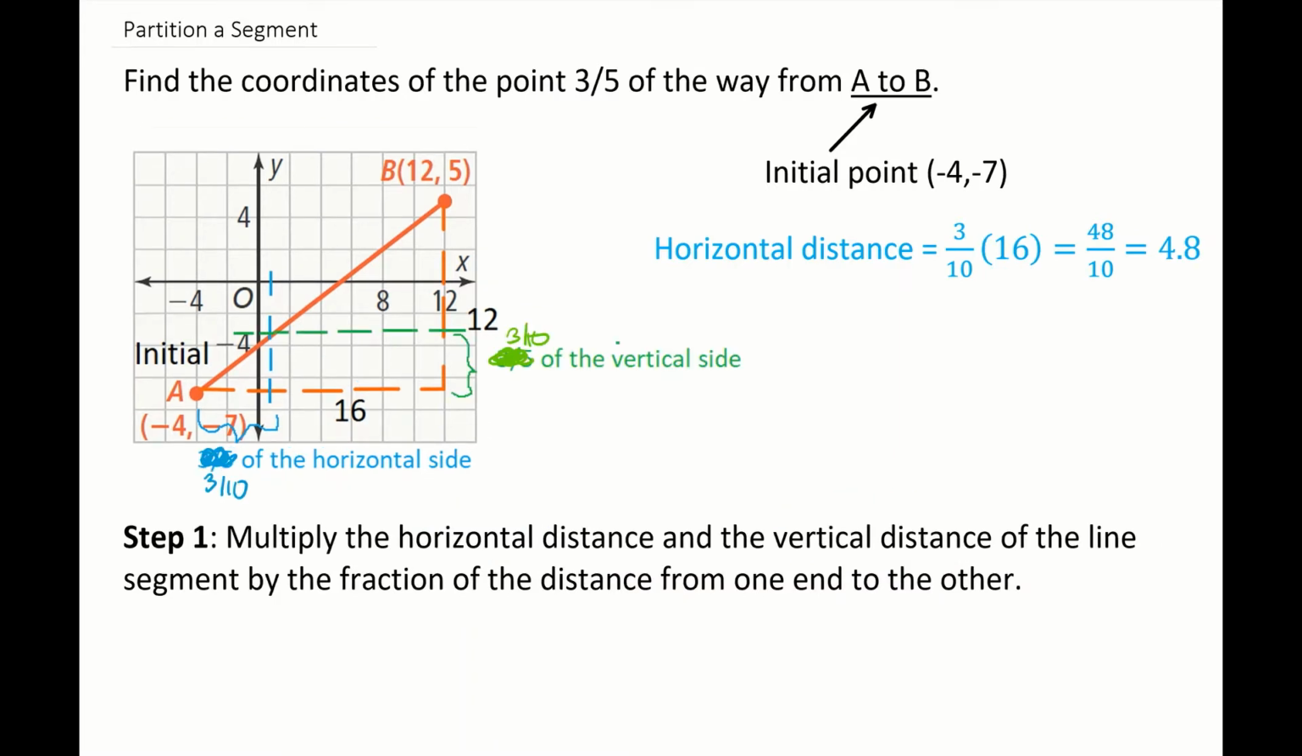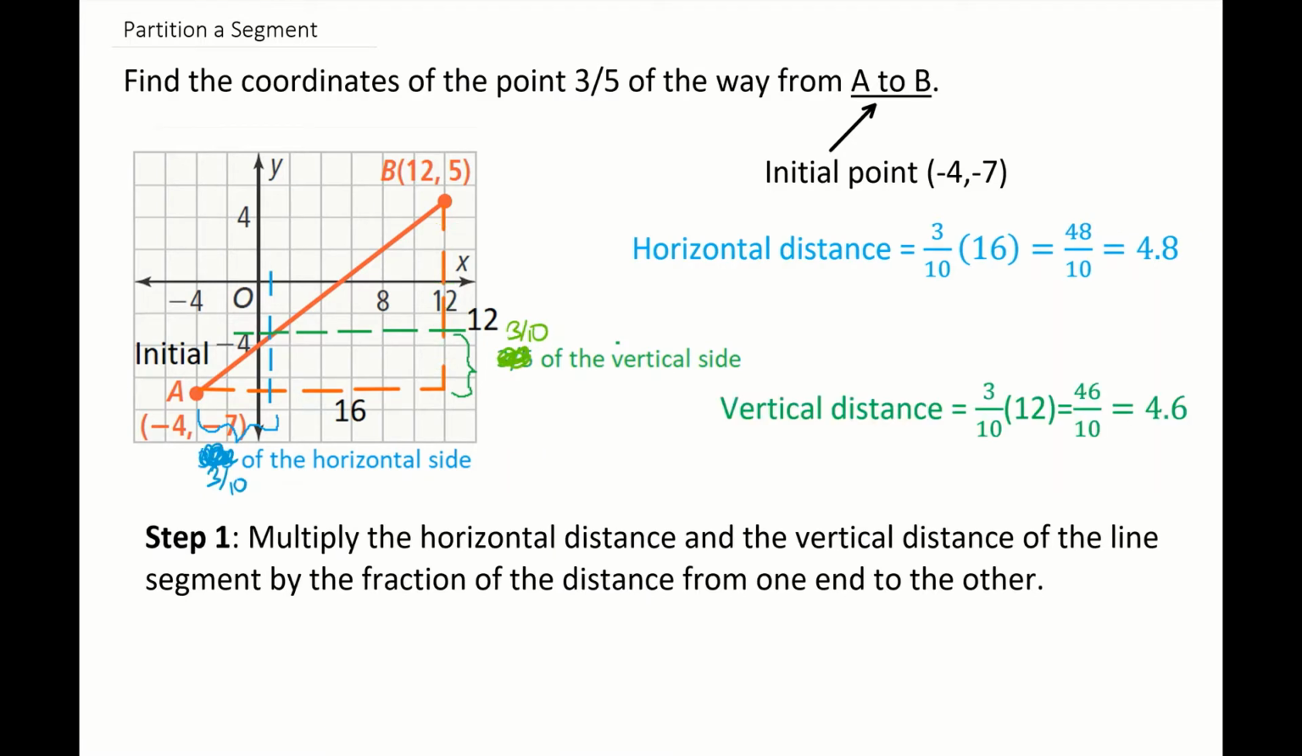Okay, so again, if we were to break up this line segment, the vertical part, into 10 pieces, 1, 2, 3, 4, 5, 6, 7, 8, 9, and then 3 tenths, 1, 2, 3, 3 tenths is around there, right? If you were to count it. Well, then in that case, we're going to take the 3 tenths and multiply it by the 12 that we have here for the total vertical distance, and that'll give you the partial vertical distance. Remember, 12 is the same thing as 12 over 1, multiply straight across, and you get 46 over 10, which is 4.6.